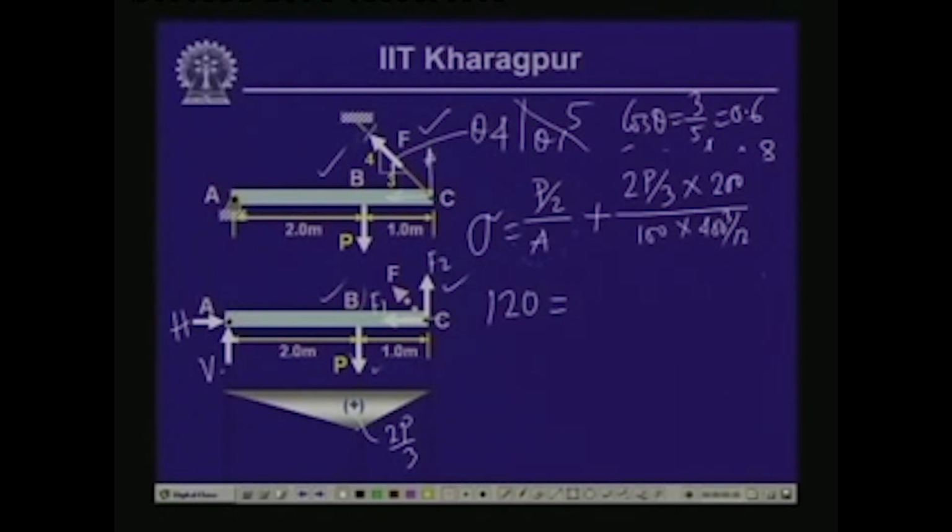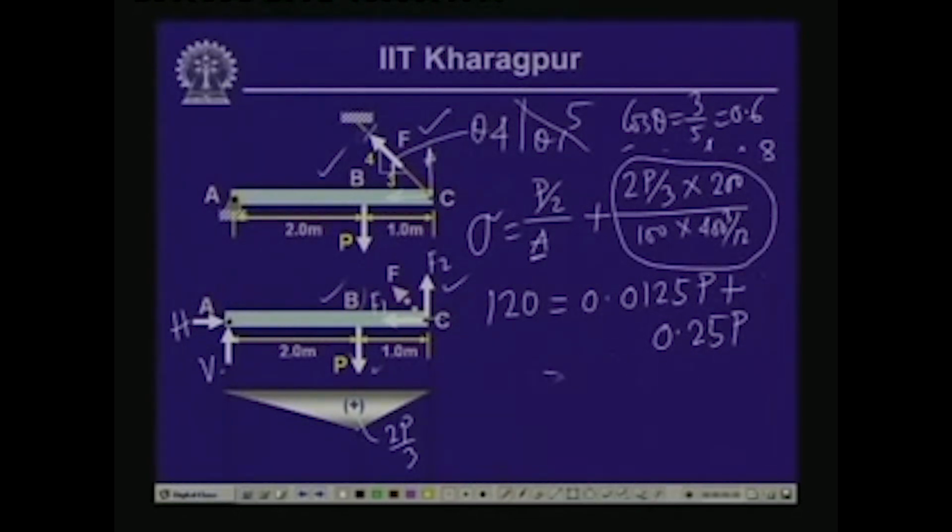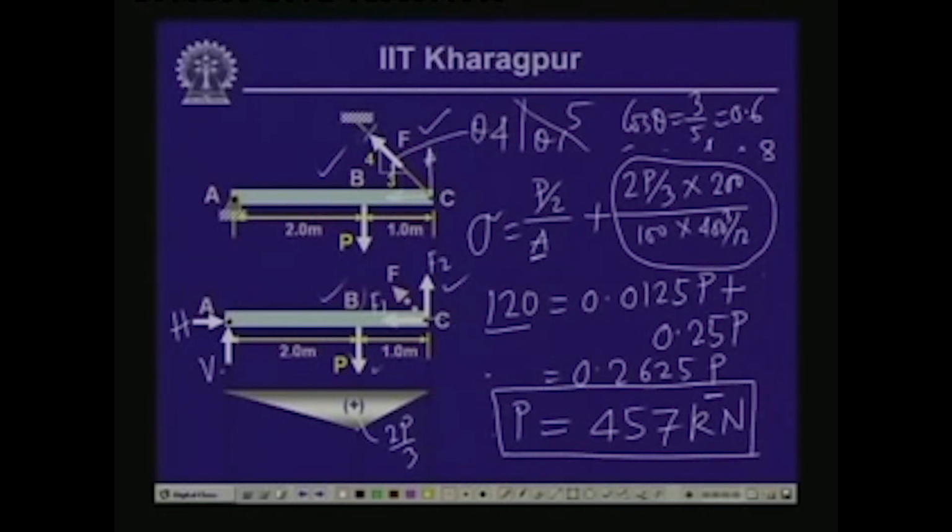So, if you substitute the value of A as 8000, you will get this as 0.0125 P, plus you have 0.25 P because of this. Now, if you combine these two, you get 0.2625 P, and this equals 120, and thereby you have the value of P as 457 kilonewton. So, you see that we can compute the maximum value of the load P which can be applied here, so that the stress does not go beyond 120, and here we get the combined actions of this axial stress as well as the bending stress.